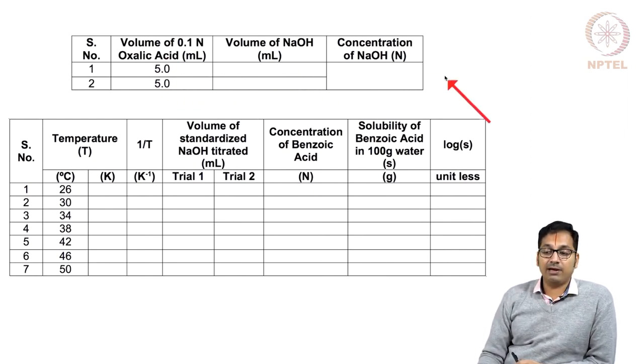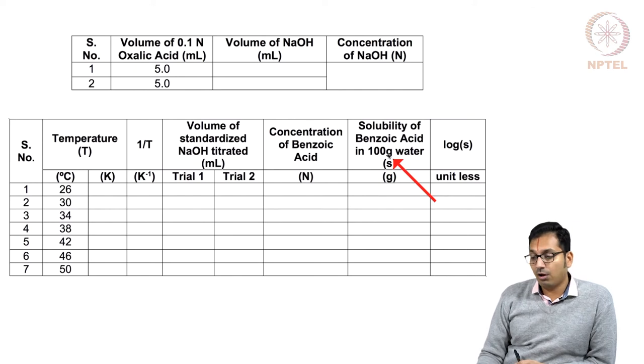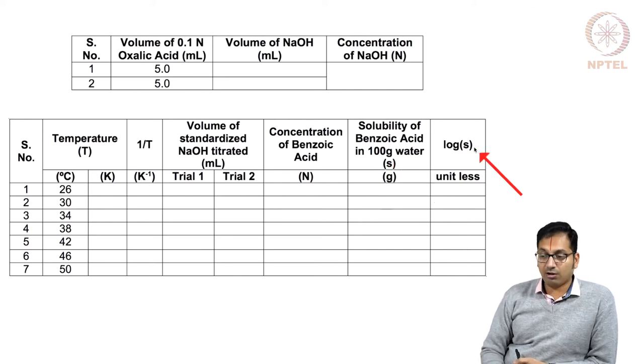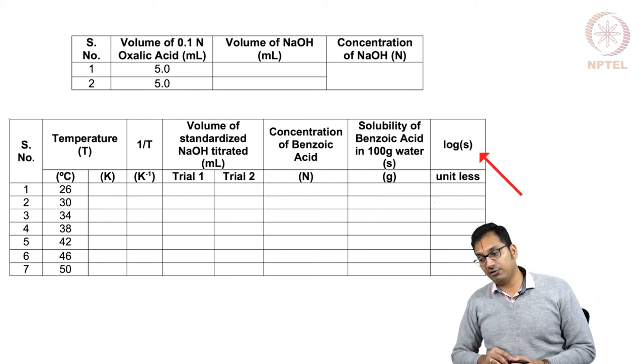So this is the first table where you will be standardizing, and this is the table that one has to be using. From the temperature, you can determine the absolute temperature in Kelvin, and 1 over temperature is therefore calculated. And the volume of NaOH that you would be standardizing the benzoic acid against will be done as two trials in order to get concordant values, and the concentration of benzoic acid can thus be determined. And from that, you can determine how much amount of benzoic acid is dissolved in a certain amount of solution, and from there get a log of S and plot log of S as a function of temperature.